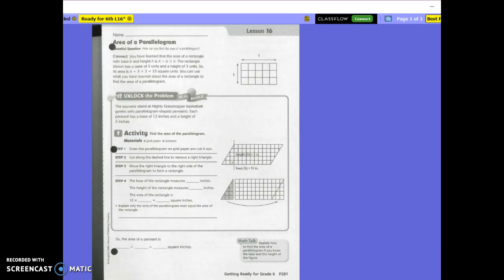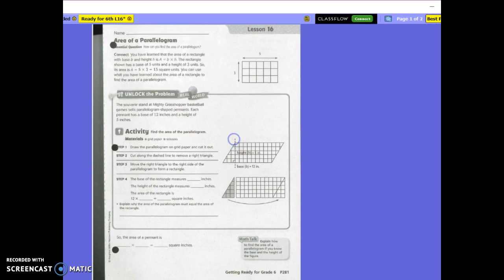So if we drew this on a piece of grid paper, cut along the dashed line. We're going to cut along this line right here. Move that, so we're going to take this and flip it over here. And what happens now? What do we have? We still have a parallelogram, but we also have a rectangle, right?